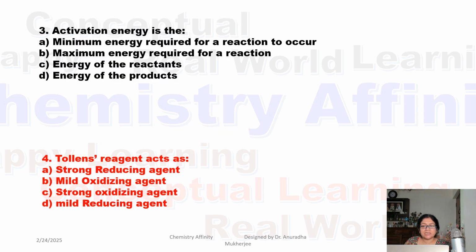Activation energy is the minimum energy required for the reaction to occur, maximum energy required for a reaction, energy of the reactants, energy of the products. Correct option is maximum energy required for a reaction. Tollens reagent acts as a strong reducing agent, mild oxidizing agent, strong oxidizing agent, mild reducing agent. Correct option is mild oxidizing agent. That's why Tollens reagent oxidizes aldehyde to salt of carboxylic acid.